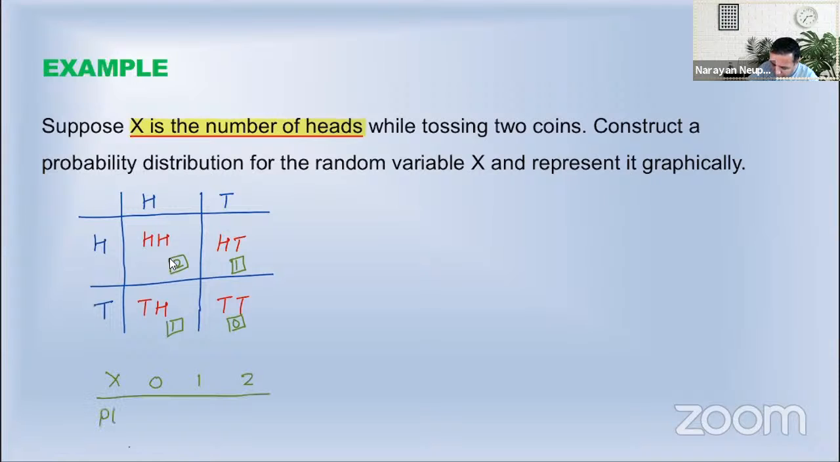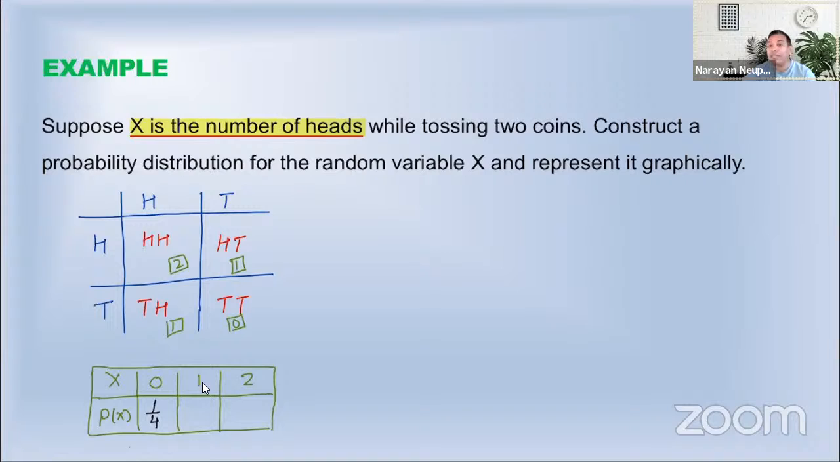Now we need the corresponding probabilities to make it a probability distribution. So let me draw this table first and then write down the probabilities. There are 4 possibilities in the sample space, so the total is 4. And if we want to see how many times we get 0 hits, there is only one place where we get 0 hits. So the probability is 1 out of 4.